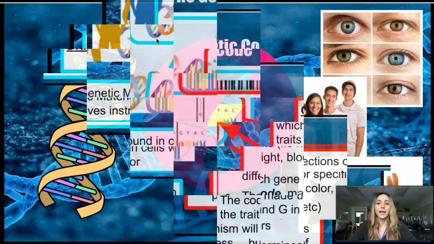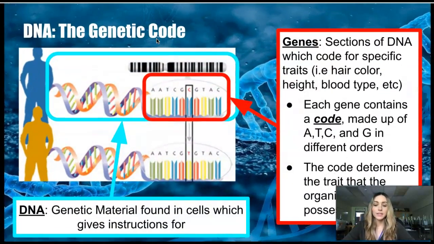So we know that our DNA is our genetic code. This is the genetic material found in our cells, which gives the organism all of the instructions it needs for what the organism is going to look like, how it will act, and everything else about the organism. We know that sections of our DNA are called genes, and these are small sections along the length of DNA that code for a specific trait. So for instance, we could have a section of DNA that codes for hair color, another one that codes for height, blood type, and again, all of the other countless characteristics that an organism will have.